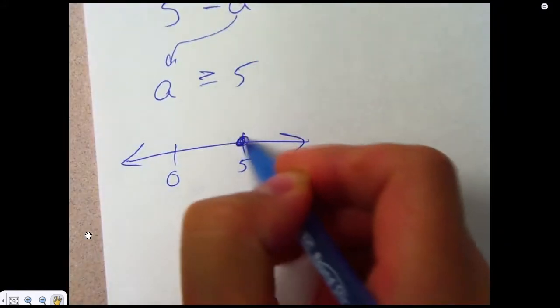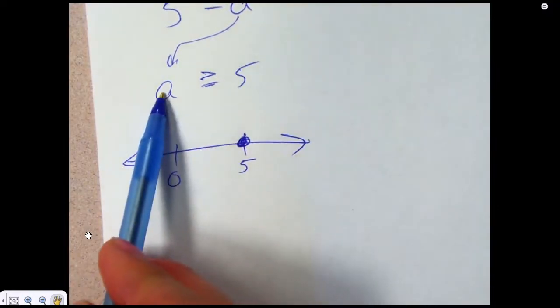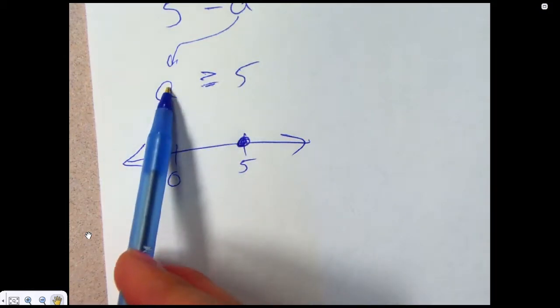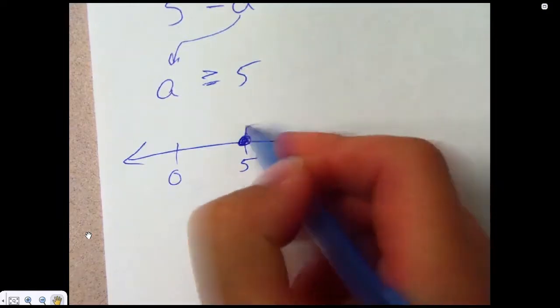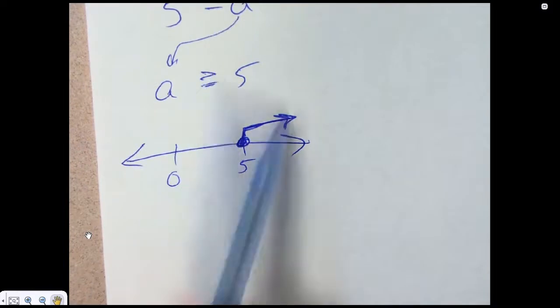So, closed circle because we got the or equals to, and then if you have the variable on the left-hand side, this is why I like it, this arrow points where your arrow should go. So I want numbers that are bigger than or equal to 5, numbers that are bigger than or equal to 5 are that way. And if you look, that points the same direction.